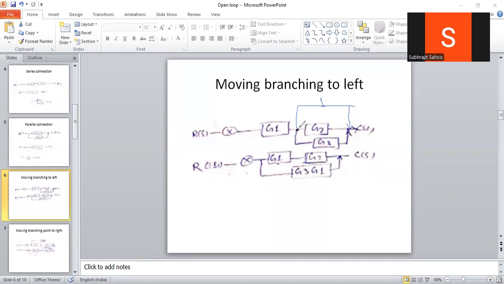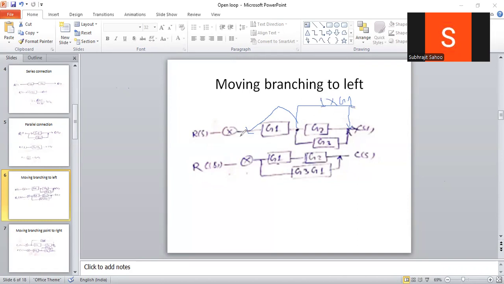Then if I move this take up point to here, what will happen? I'm moving left of G1, so it will become 1 into G1. Here in this case it becomes G3 into G1, because G3 is already there. If any block is not there, then it will be treated as 1.